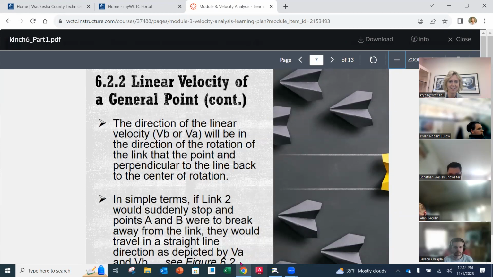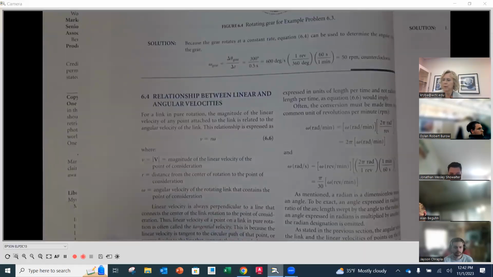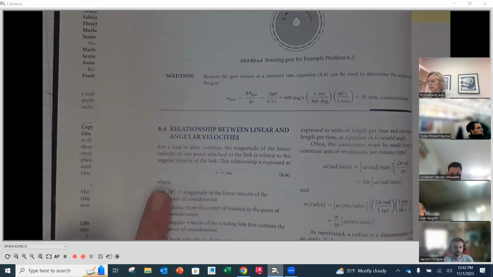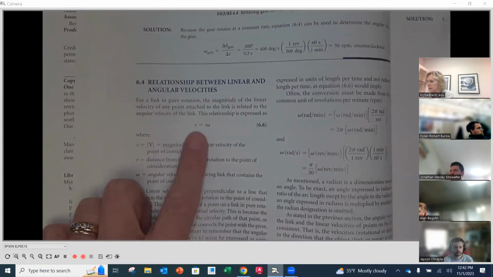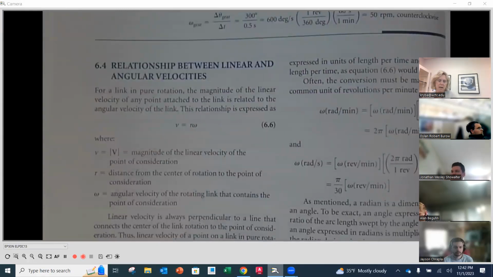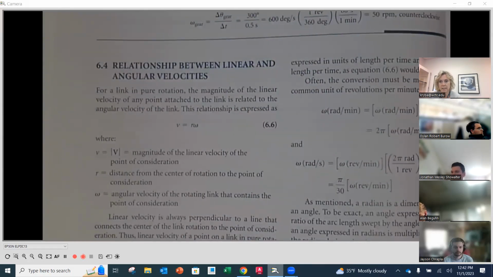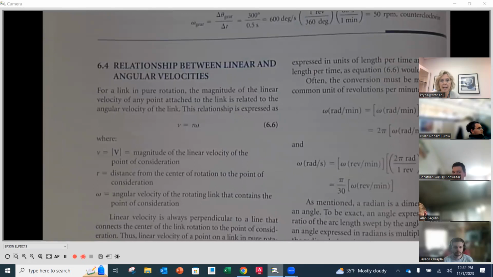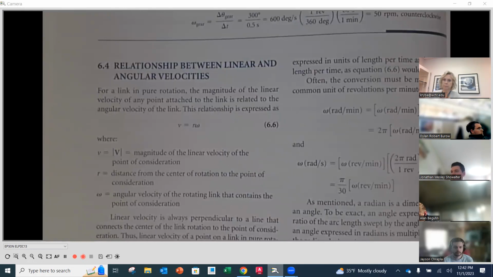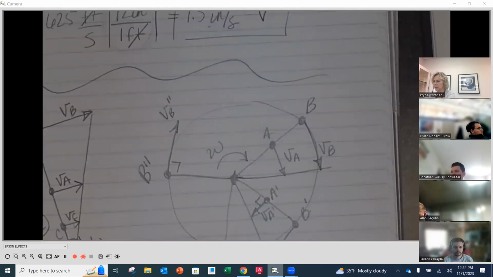Maybe it's further along. So if we look back in the book on page 26, right underneath here, this is our equation that relates straight line velocity, the radius back to the center of rotation, and our angular velocity, or the rotation of that link. Okay, so let's put this underneath.